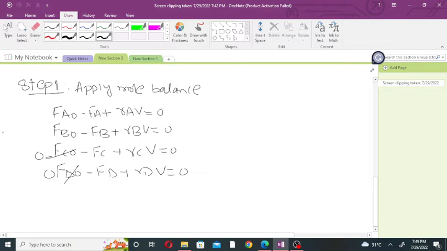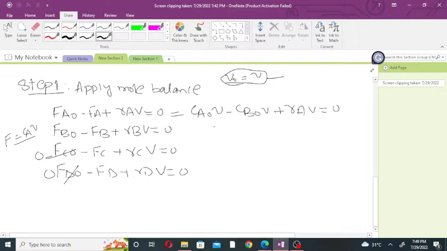Now, we know there is a relationship between the flow rate and concentration. The flow rate is equal to the concentration into the volumetric flow rate, so it is C0 into v0. Remember, for a constant density liquid system, v0 is equal to v. So the inlet volumetric flow rate is equal to the volumetric flow rate inside the reactor or exiting volumetric flow rate.